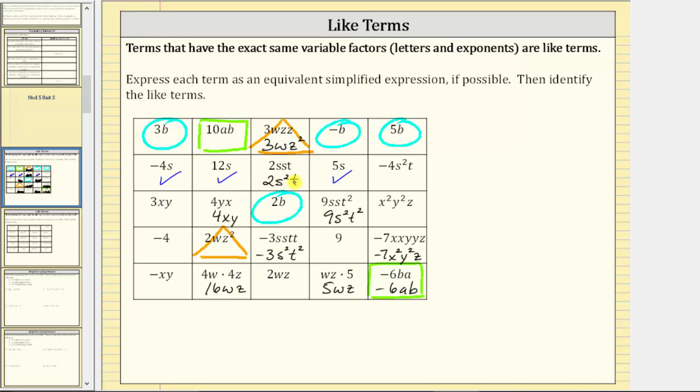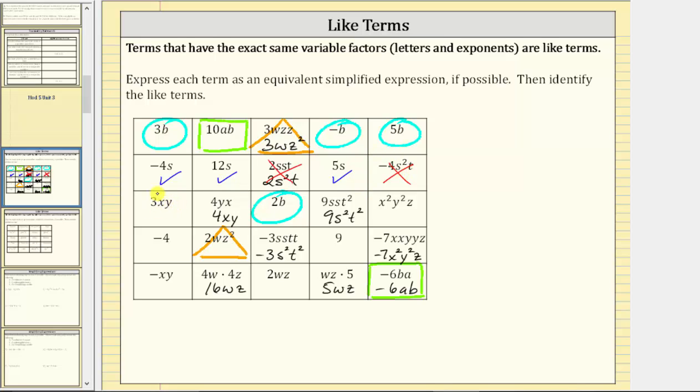Next we have 2s squared t. So all the like terms with this term will have two factors of s and one factor of t. So 2s squared t and -4s squared t are like terms. Notice here we have 2 factors of s, but 2 factors of t, so this is not a like term with these two terms. And it looks like those are the only two terms that have exactly 2 factors of s and 1 factor of t.